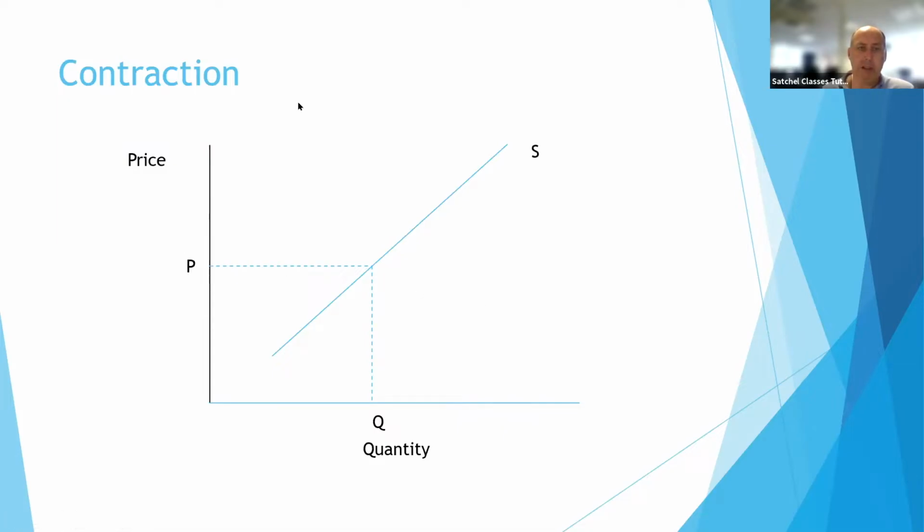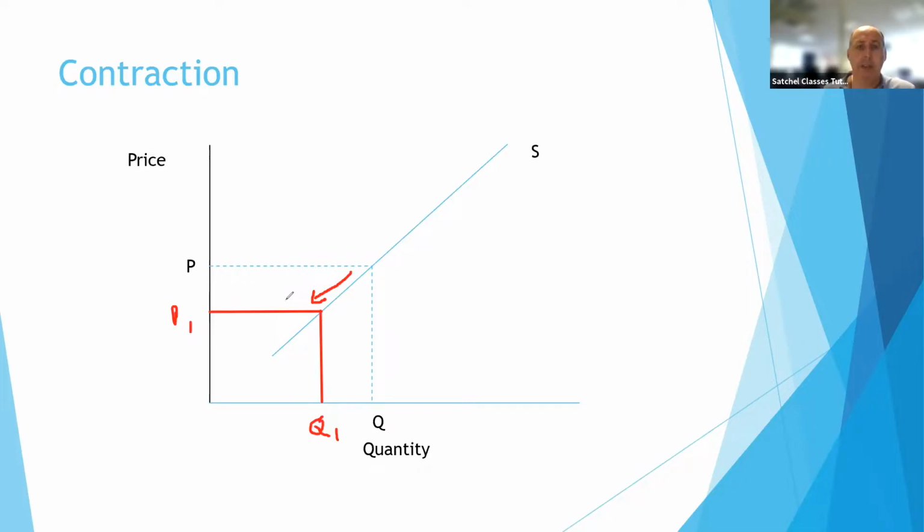Contraction, if the price goes down for any reason. So if I take P1, I'll draw my line in here. So across from P1, go down to the quantity, and we can see how producers leave the market as prices fall because they just can't compete on that price level.